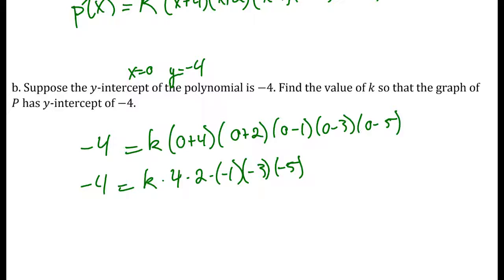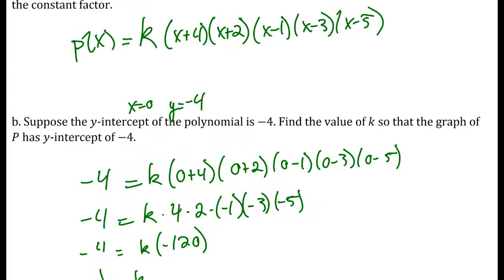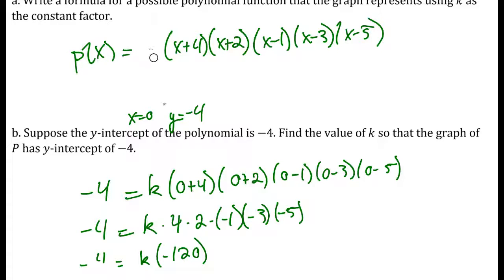4 times 2 times negative 1 times negative 3 times negative 5 is negative 120. So negative 4 equals k times negative 120. How do I get k? I divide. Negative 4 divided by negative 120 is 1 over 30. So I can go back up here to part A now and change that k because I know that k has to be 1 over 30. And that's the specific polynomial function that passes through that y-intercept. I could have given you a different point and you would have found a different leading coefficient.